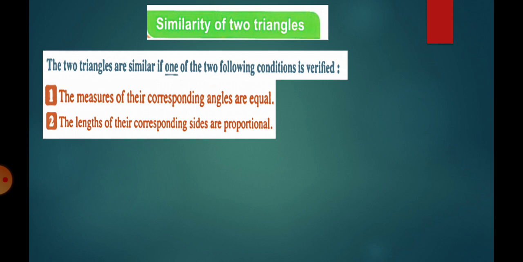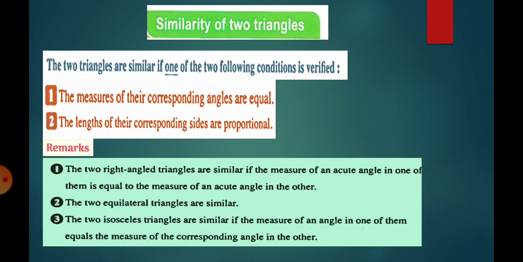Here in the triangle special case, we say the two triangles are congruent if one of the conditions is verified. The measures of their corresponding angles are equal or the lengths of corresponding sides are proportional.